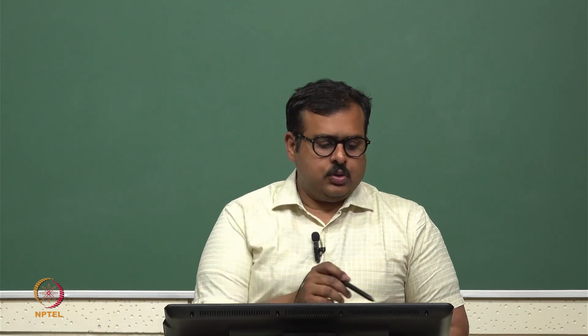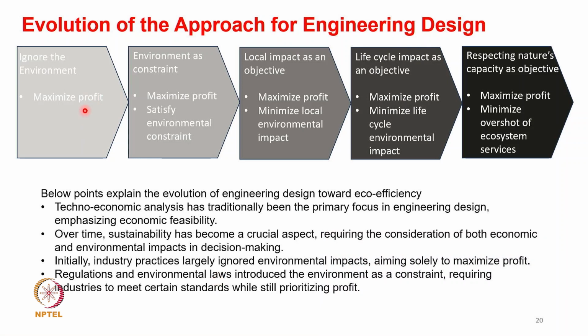So what are the steps that we need to follow? A holistic engineering design that includes sustainable practices. So what is the worst case? You forget the environment, and we just maximize the profit. This is what we did initially by means of pinch analysis and so on. We just try to maximize the profit and forget the environment. Now when you bring the environment in as a constraint, you can maximize the profit and also satisfy certain environmental constraints. Then we can include local impact as an objective. Again, in that context, you maximize the profit and minimize the local environmental impact.